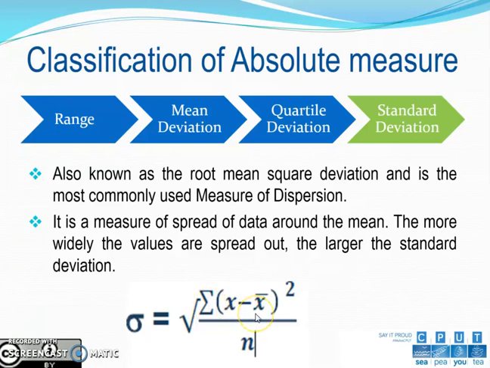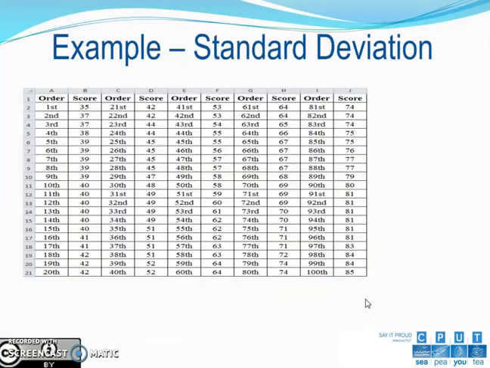So this is known as the measure of spread of data around the mean. The more widely spread the values are, the larger the standard deviation will be. To further explain this, we also have an example, which is similar to what we've used before.